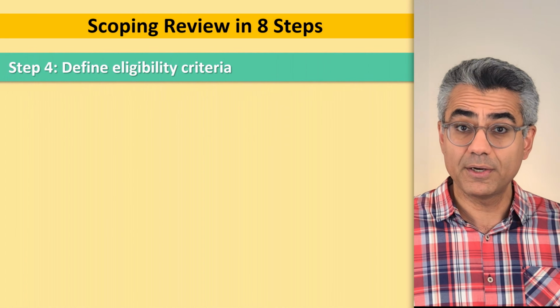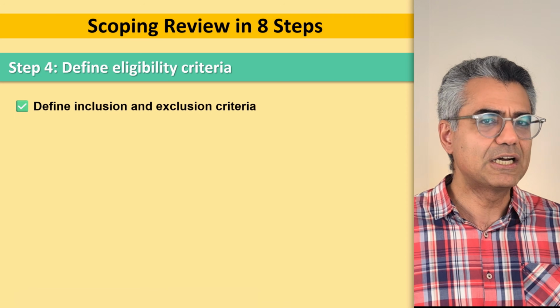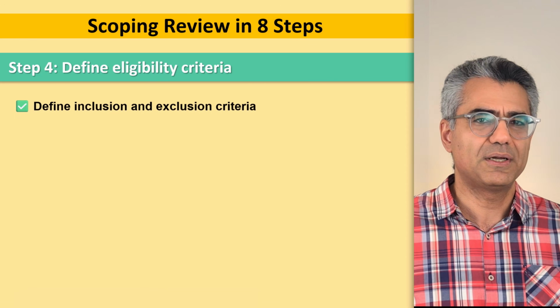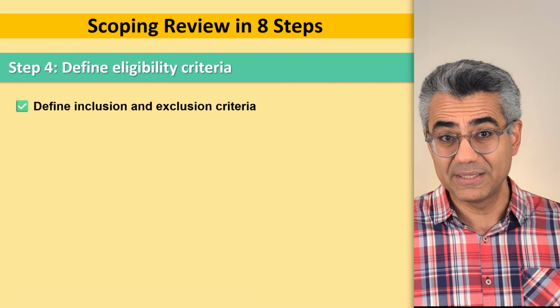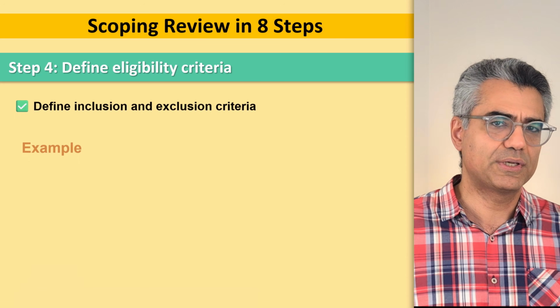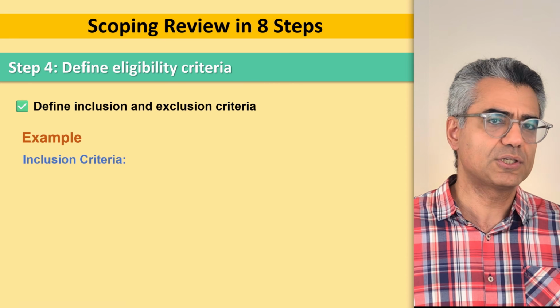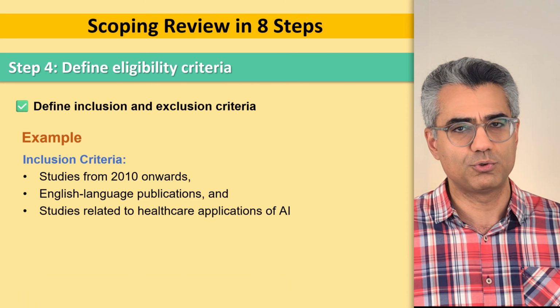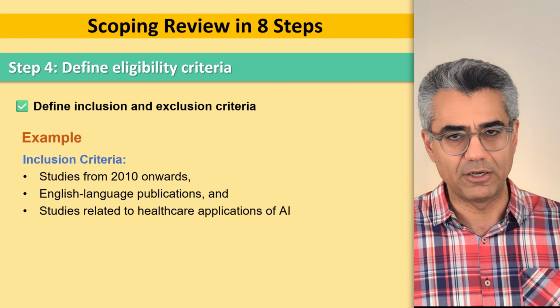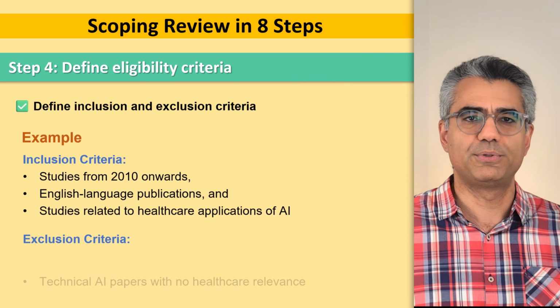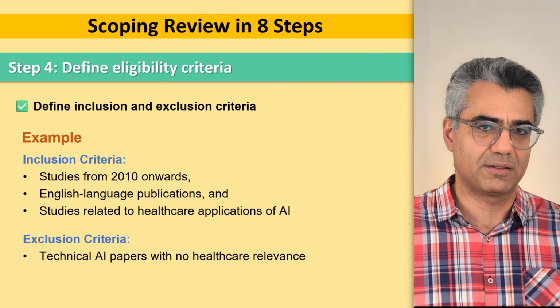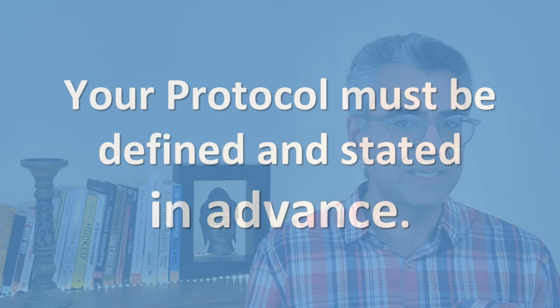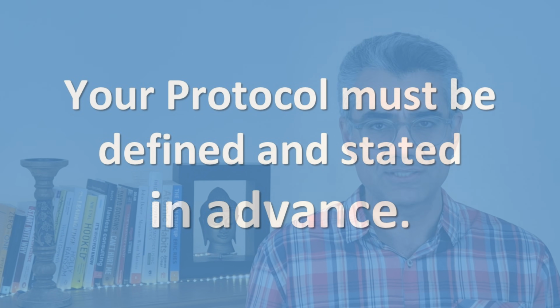Step 4. Define eligibility criteria. You define inclusion and exclusion criteria, but in a scoping review, you are more flexible than in a systematic literature review. For example, you can define your inclusion criteria as studies from 2010 onwards, English language publications, and studies relevant to healthcare applications of AI. And you may exclude, for example, purely technical AI papers with no healthcare relevance. These decisions depend on your research objective, but they must be clearly defined and stated in advance. Otherwise, your review would be subjective.